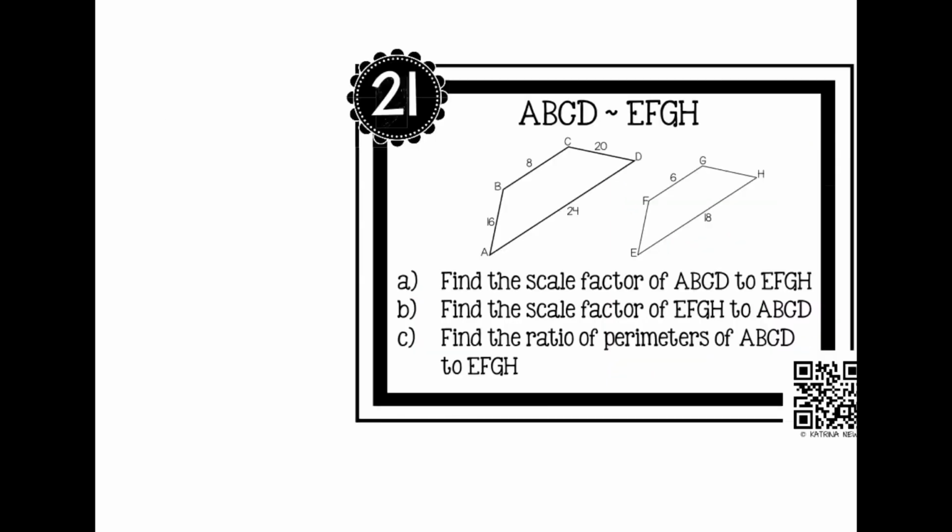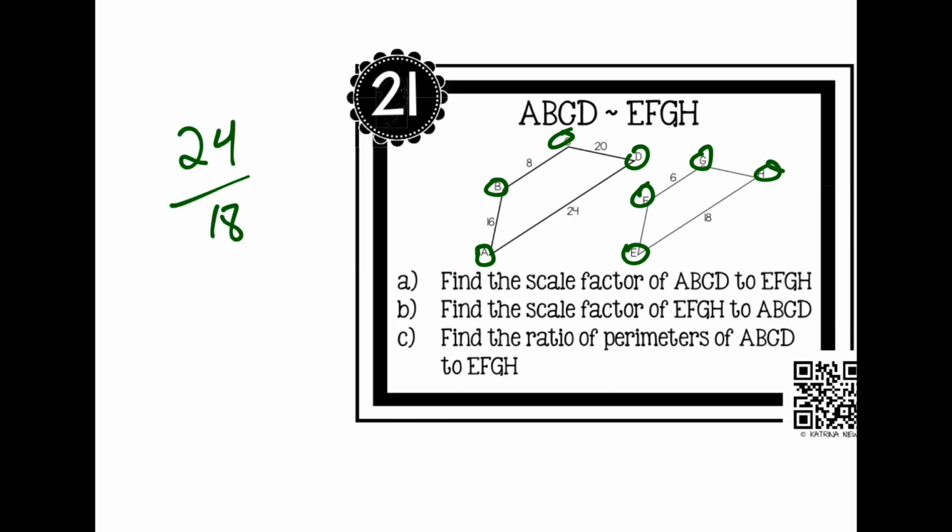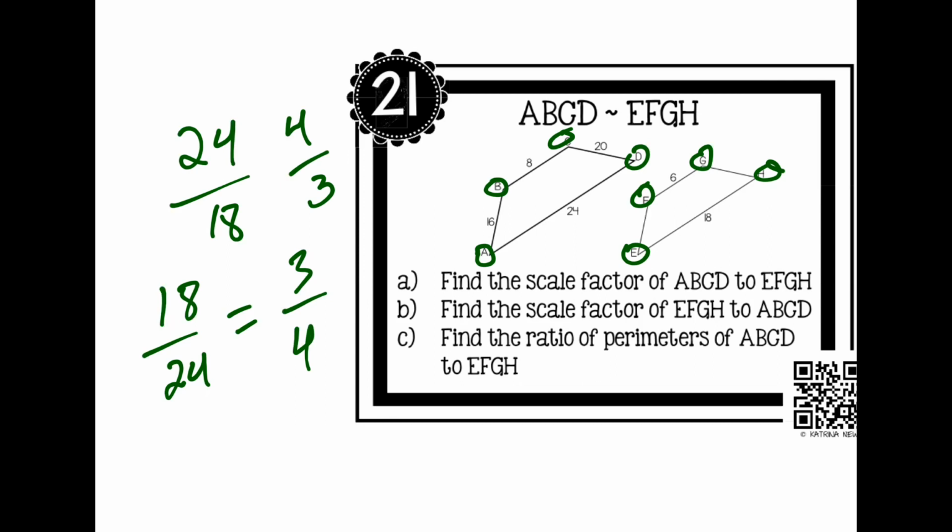21, find the scale factor of ABCD to EFGH. We're going to look for whatever sides match up perfectly, and the answer is 24 over 18. We can simplify that. You could divide them both by 6, and it's 4/3. If I do it the other way around, it'll end up being 18 over 24, or 3/4. So the order of which direction you go matters. And the ratio of perimeters, back to A, is going to be 4/3 again, because the ratio of perimeters is the same as the scale factor.